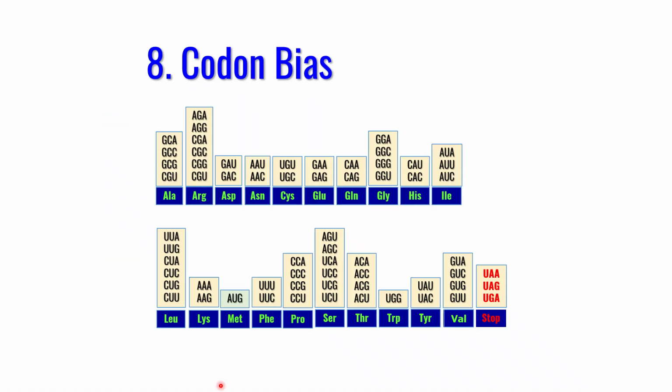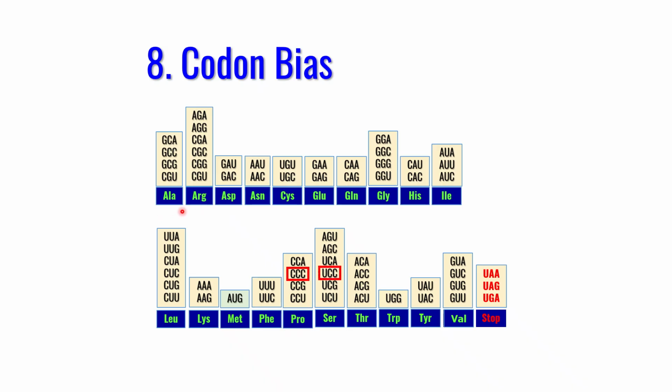The next property of genetic code is codon bias. Although the genetic code is degenerate, having multiple codons for the same amino acid, these synonymous codons are not used with equal frequency or preference. This is due to differences in the abundance and availability of their corresponding tRNA. It means that some genetic codes in a group are preferred over the others. This is known as codon bias.